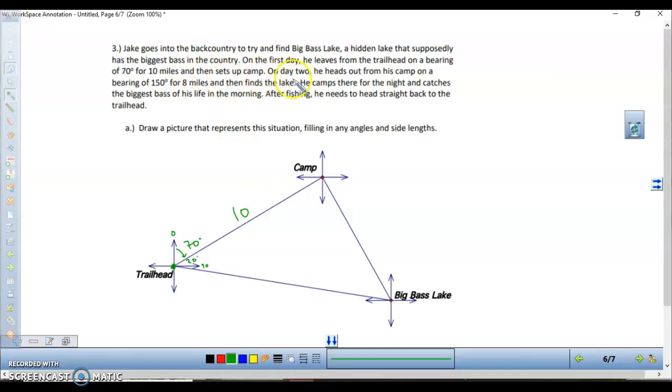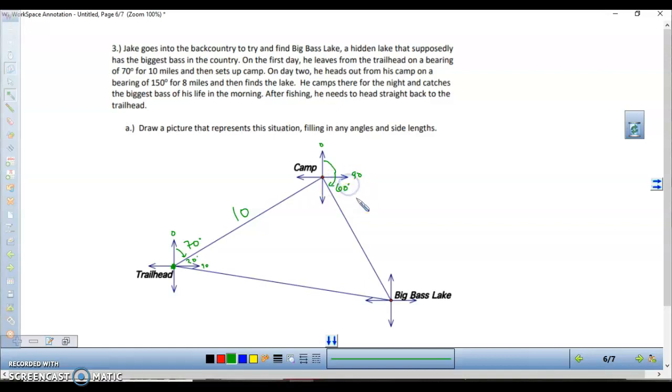Then he sets up camp. On day 2, he heads out from his camp on a bearing of 150 degrees. All right, so remember, starting at 0, and he's going on a bearing of 150, so this is 90, and he's going past 90. Well, how many degrees past 90 do you have to go to get to 150?